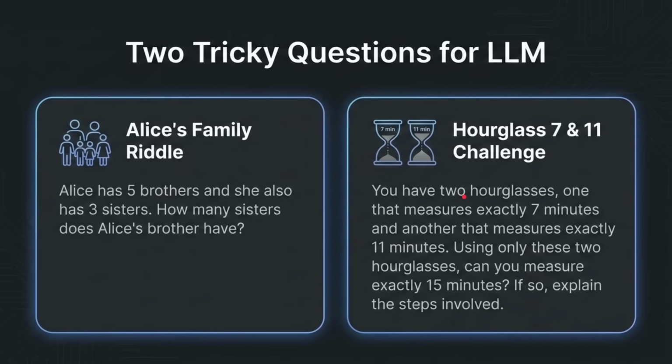But there's a much more difficult one, which is: you have 2 hourglasses, one that measures 7 minutes, one that measures 11 minutes. Using those two, can you measure 15 minutes? Now, you can, but a lot of LLMs either get it wrong in their calculations or they say you can't do it. So this is a good way to gauge: does it answer the Alice question, does it answer the hourglass question? It kind of gives a rough gauge of their capabilities.